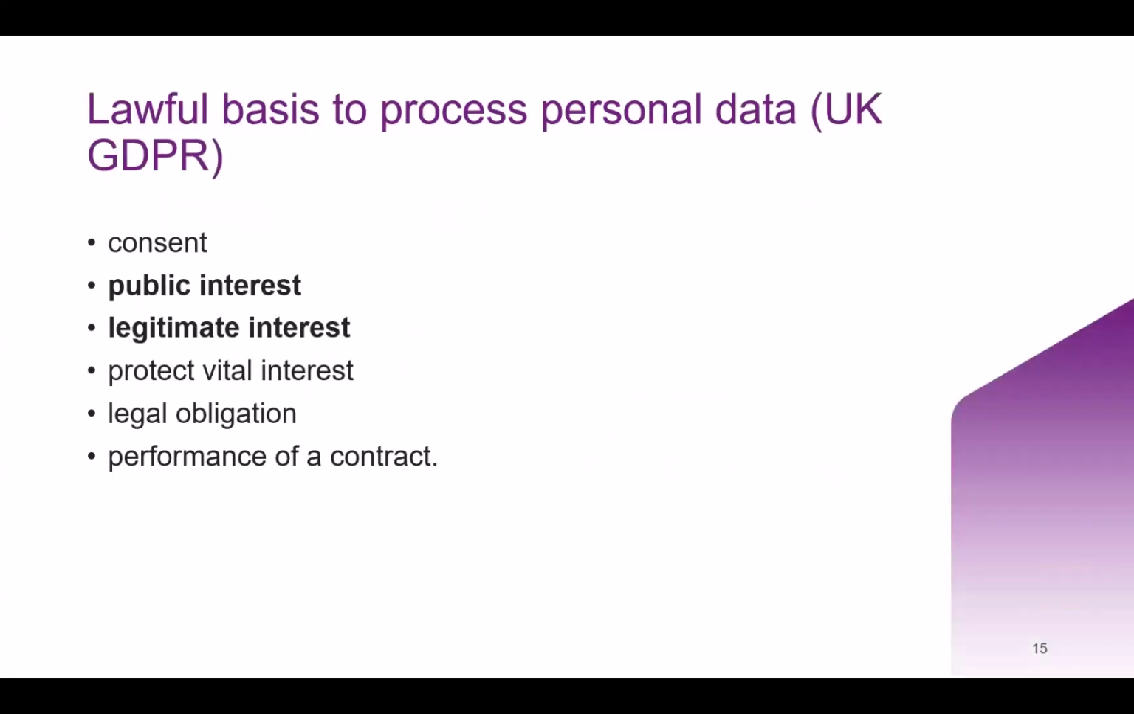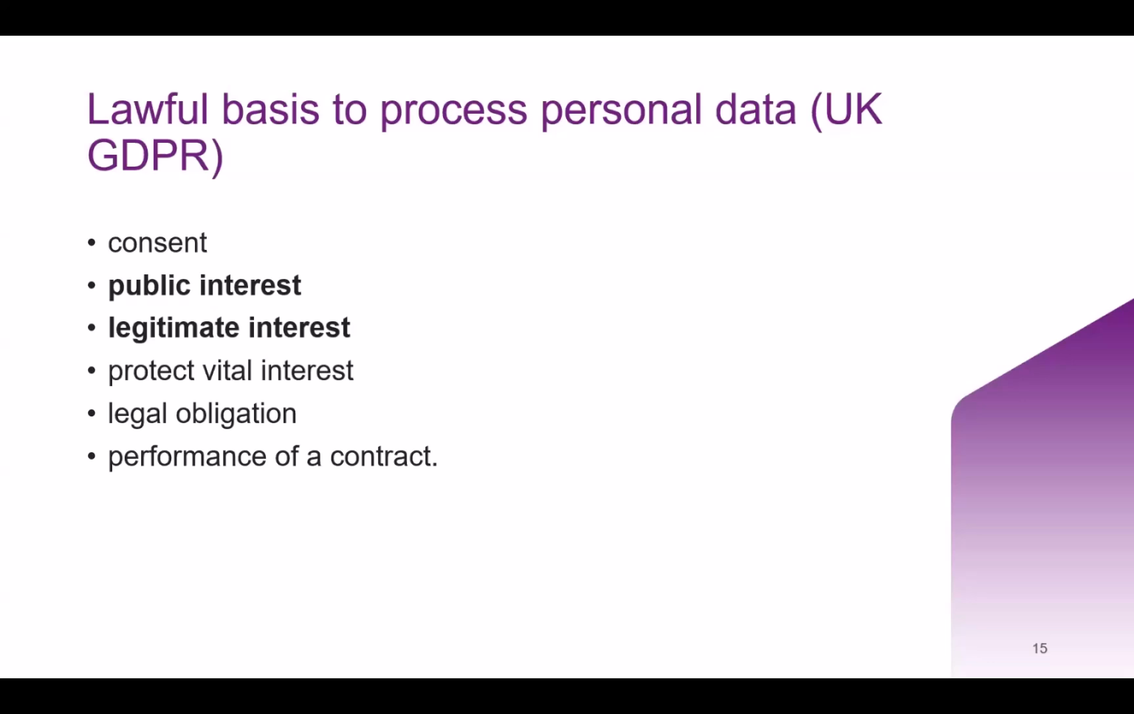So according to the UK GDPR, there are 6 lawful bases that can be used to process personal data. These are consent, public interest, legitimate interest, protection of vital interest, legal obligation, and performance of a contract. However, in the context of research, the first 3, consent, public interest, and legitimate interest, are the most applicable grounds for the processing of personal data.